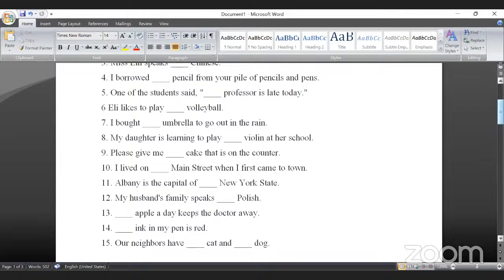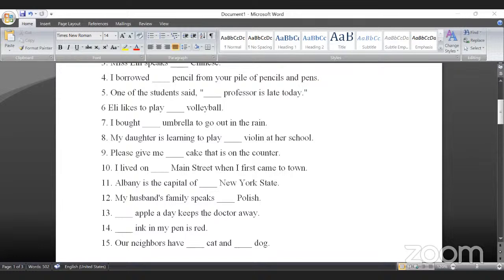Albany is the capital of dash New York State. Any article? No article. No article. Okay, no article required. Same thing.